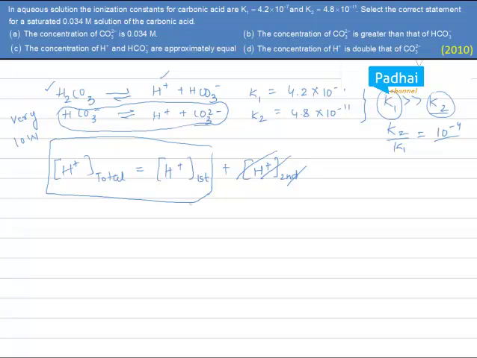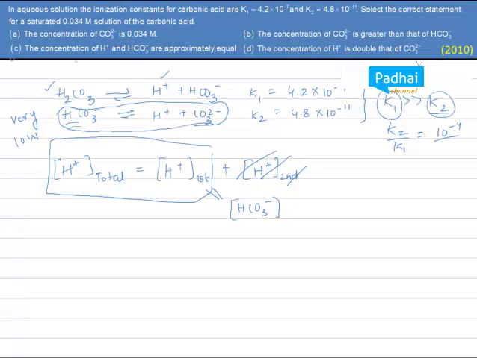And from the first equation, whatever be the H plus we are getting, the same will be the HCO3 minus. Is that right? Because both of them will dissociate to an equal extent, right? And this dissociation of HCO3 minus will be very less. That means these two will be nearly equal. That means option C is correct, right?